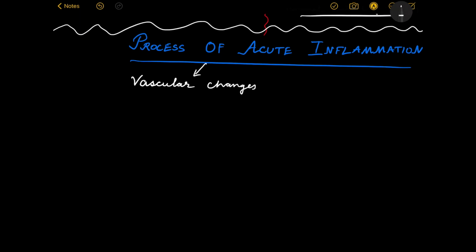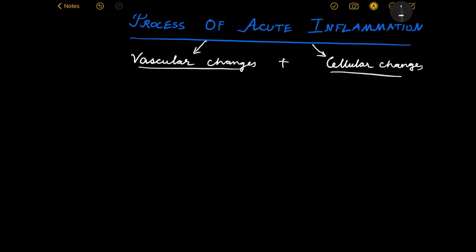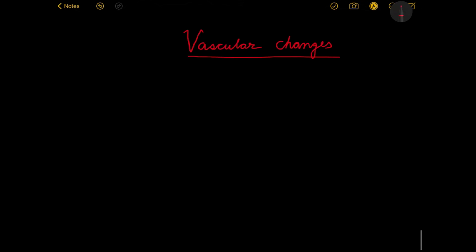And the second is regarding the white blood cells. So their changes constitute the cellular changes. These two together constitute the acute inflammation process. In this discussion, we'll talk a little bit about vascular changes.